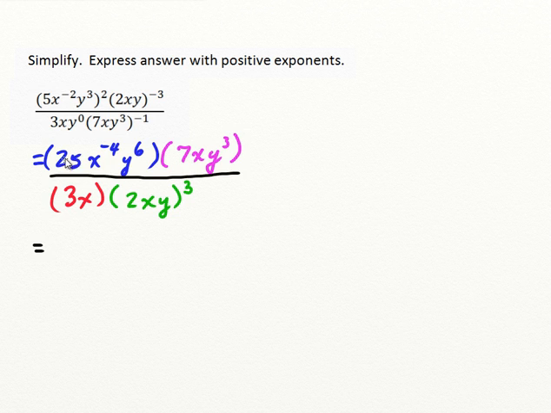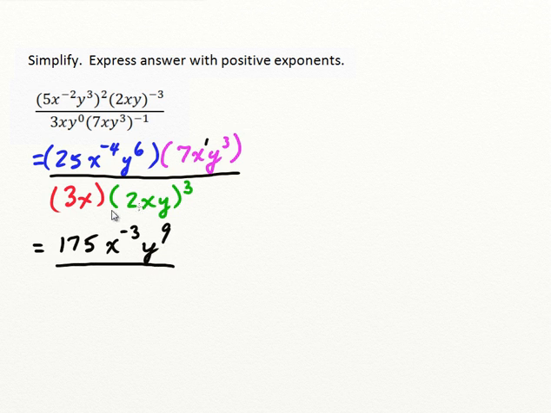So 25 times 7, well, that is 175. X to the negative 4 times x, and there is a 1 there. Well, that's negative 4 plus 1, which is x to the negative 3. Y to the power of 6 times y to the power of 3, we add the exponents. That is y to the power of positive 9.